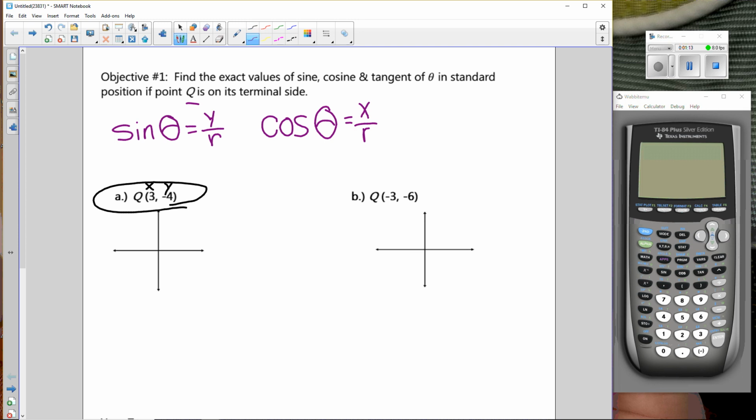But you're going to find with these problems, since the X and Y coordinates have been scaled by a certain factor, the radius has as well. So we got to figure out what the radius is to come up with these exact values. And of course, we know tangent is Y over X.